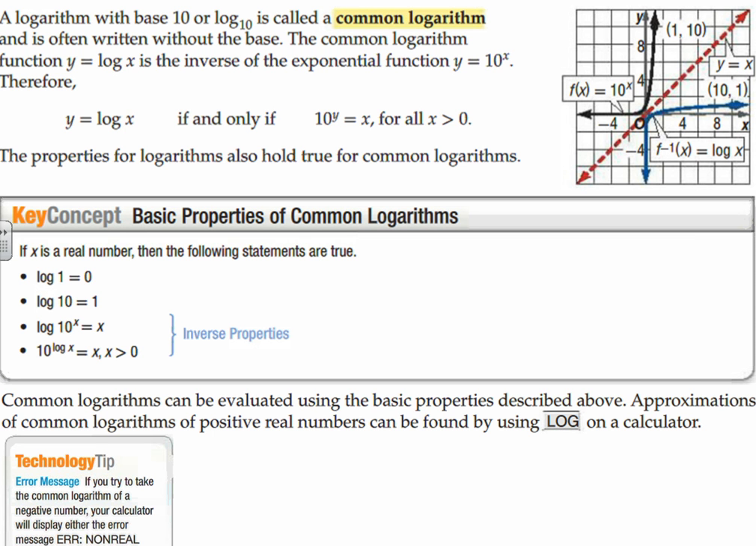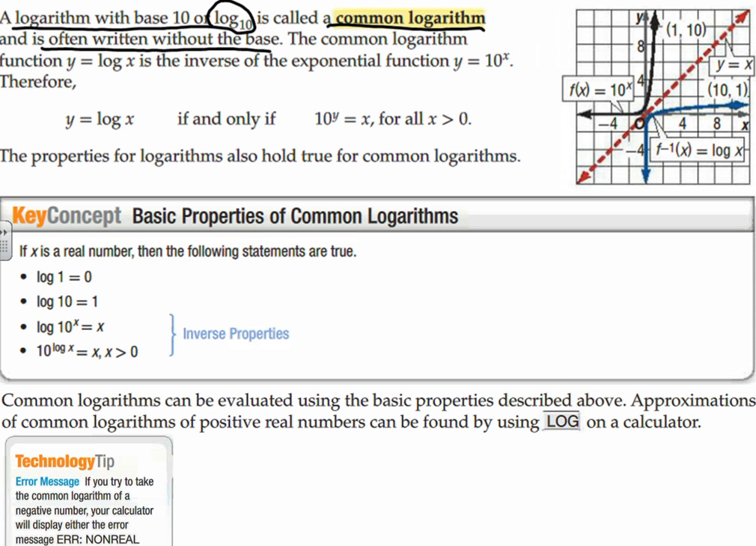Okay, so this you do want to write some things down about, and this is called the common logarithm, and it's a logarithm with base 10. Notice they wrote it here as log base 10, but really it is written without that base written there. So if you just see the word log, you know it's a log base 10 logarithm.